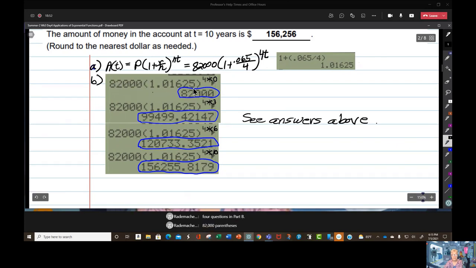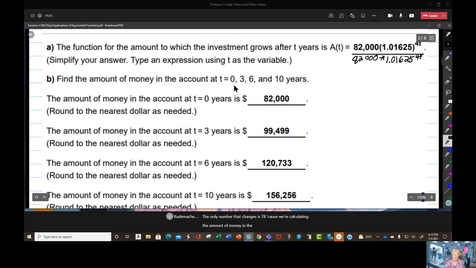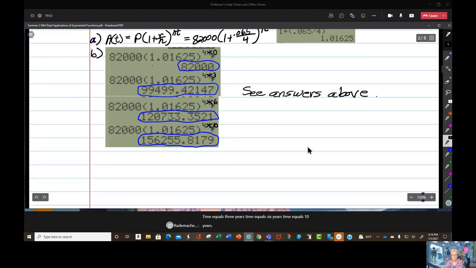$82,000 parentheses 1.01625 parentheses closed raised to the 4 times 0 power. Well, that gives you 82,000. And 82,000 parentheses 1.01625 parentheses closed 4 times 3. Notice that these last numbers I had to write by hand because they were in the calculator, but I ran out of room. The only number that changes is t, because we're calculating the amount of money in the account at time equals zero. That means in the beginning, so of course you would have the beginning amount. Time equals 3 years, time equals 6 years, time equals 10 years. And there you have that.